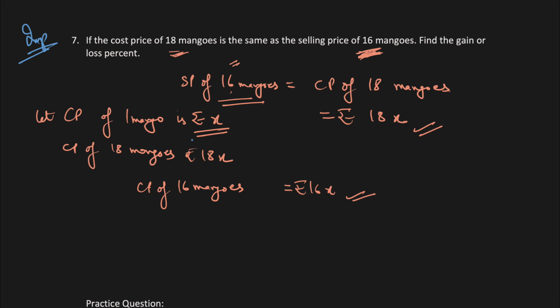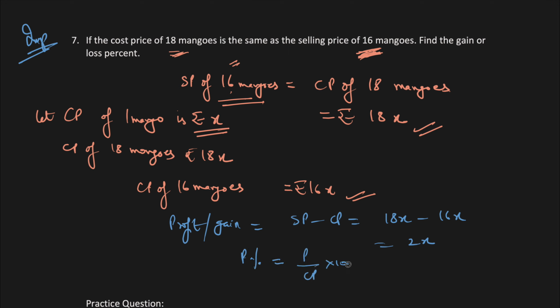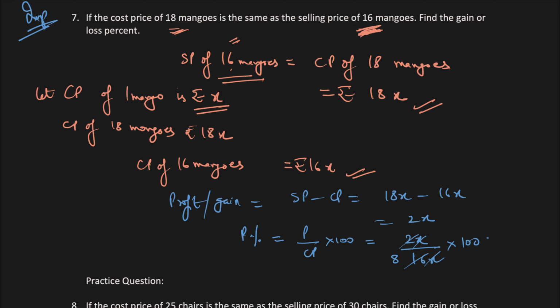So what do we do now? We compare. SP is more, right? So we have a profit or gain here, SP minus CP, which is 18X minus 16X, coming out to be 2X. So what will be the profit percentage here? Profit by CP into 100, that is 2X by 16X into 100. X cancels, 2 cancels with 8. Now 100 by 4 cancels, which is 25 by 2. So that comes out to be 12.5%. So is this clear, students?